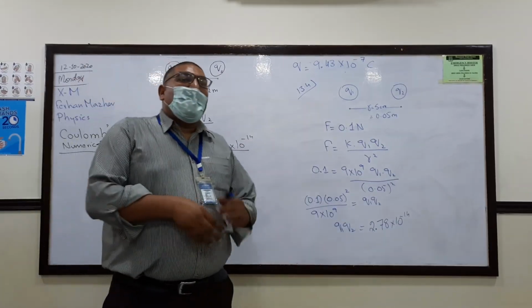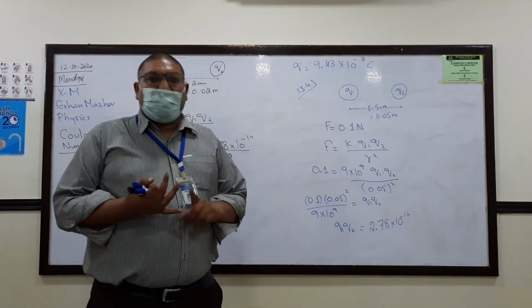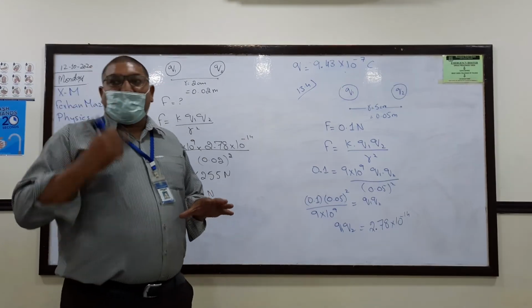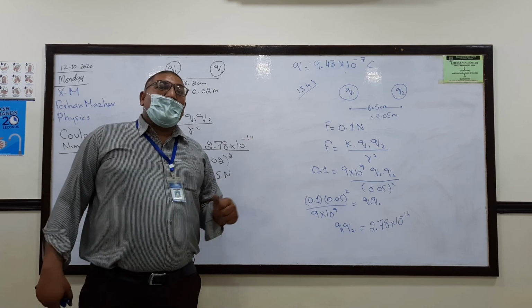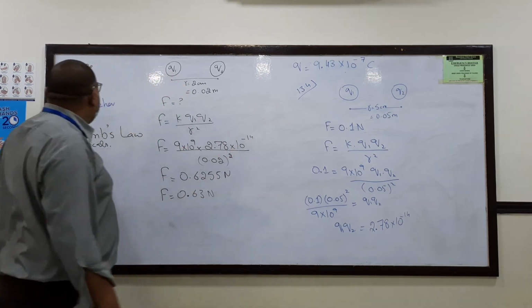In this video we are able to do 13.3 and 13.4 numericals from the exercise of electrostatic chapter 13 of 10 metric physics. These are the numericals which are related with Coulomb's law.